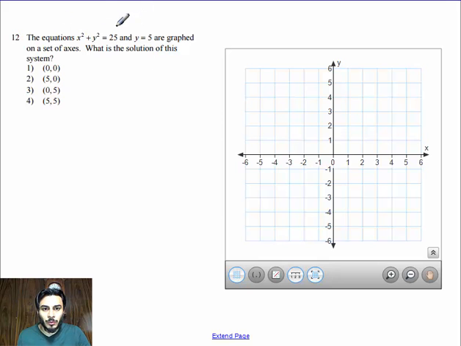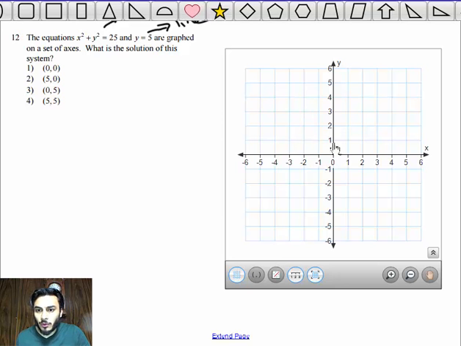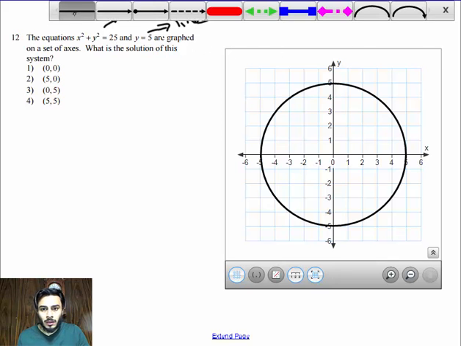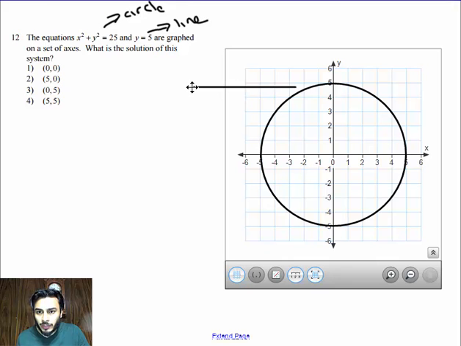So if we go ahead and graph this, we will get a circle. That first equation is going to produce a circle on the graph, and then the second equation will produce a line. So let me just go ahead and graph this circle and line. It's going to be a circle with a center at the origin, and the radius of this circle will be 5. You got to square root the 25 and you get the radius. And then the line will be a horizontal line like this, going through 5 on the y-axis.